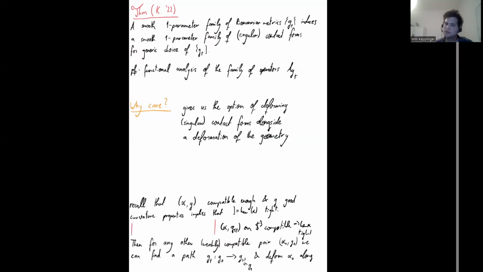Yeah, the only problem is that if you take your contact form and your Riemannian metric, and now you evolve along this one parameter family of Riemannian metrics, it may happen that in your one parameter family of contact forms, singularities occur. And this is really the central issue here.